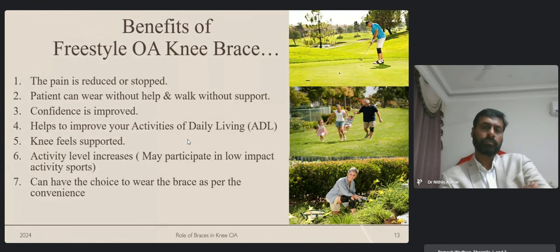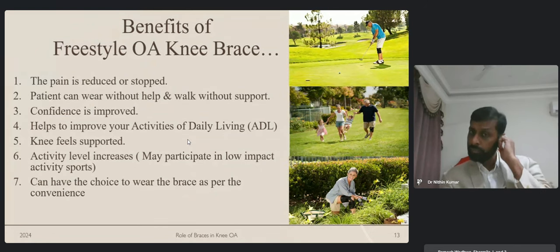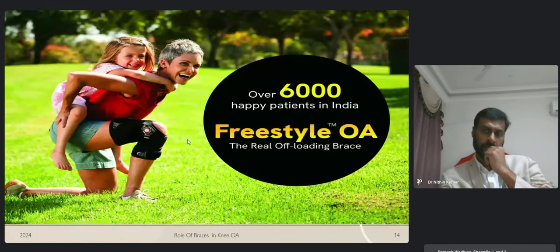So the pain, I have already explained the benefit of that. The pain is reduced or sometimes completely stopped. You can feel that you are able to walk with the support. Confidence is improved, so it helps your quality of life. You can do regular activity without any support, without anybody's help also. So it is a very simple, low profile brace, which really helps for your day-to-day activity.